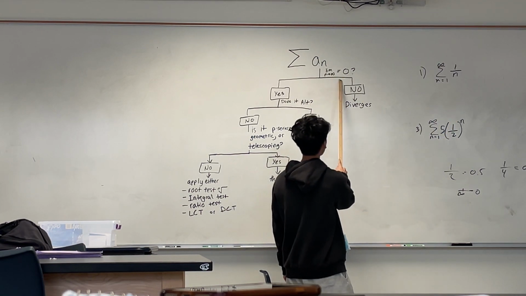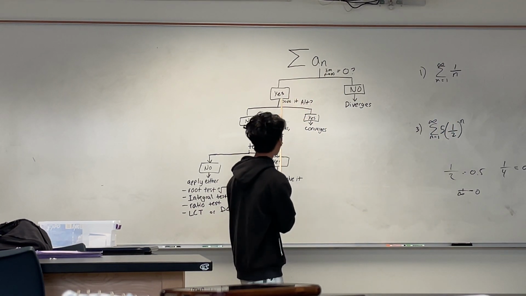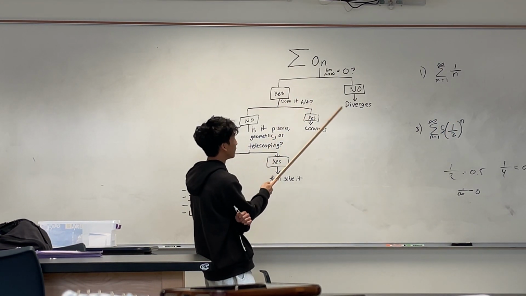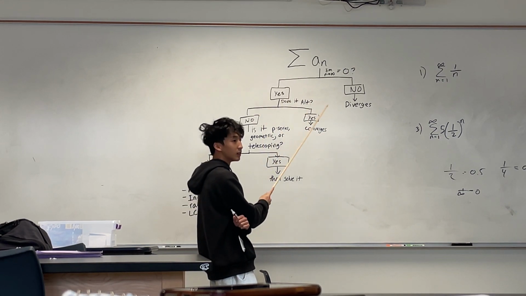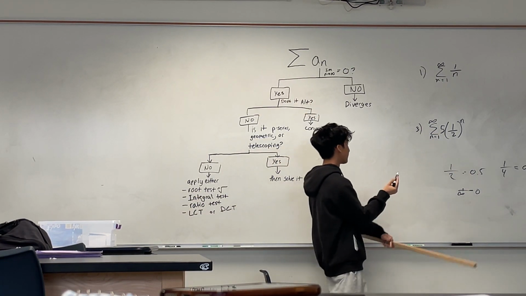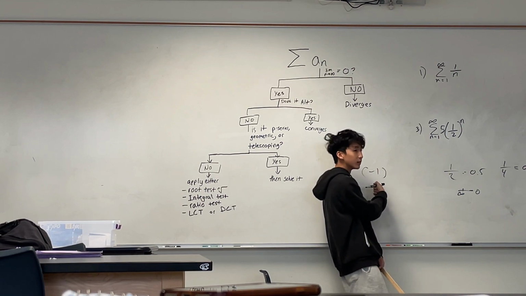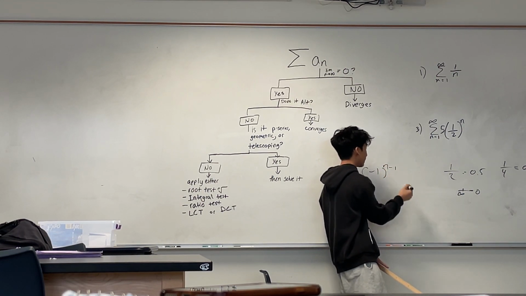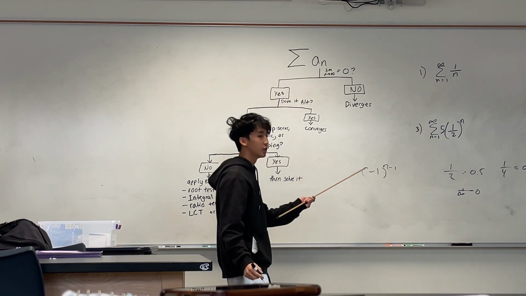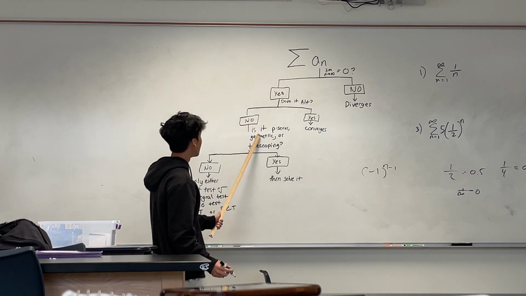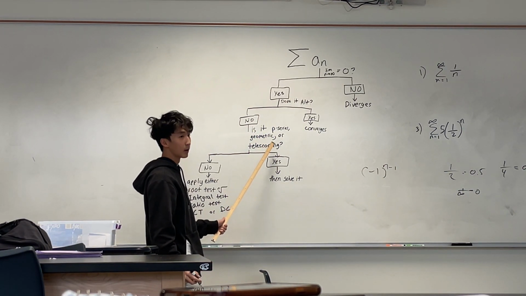So because that's true, now we're asked, does it alternate? No. Alternating means that it has something like -1 to the n, or n minus 1. But pretty much when you see -1, you know it alternates. Is it a p-series, geometric, or telescopic?